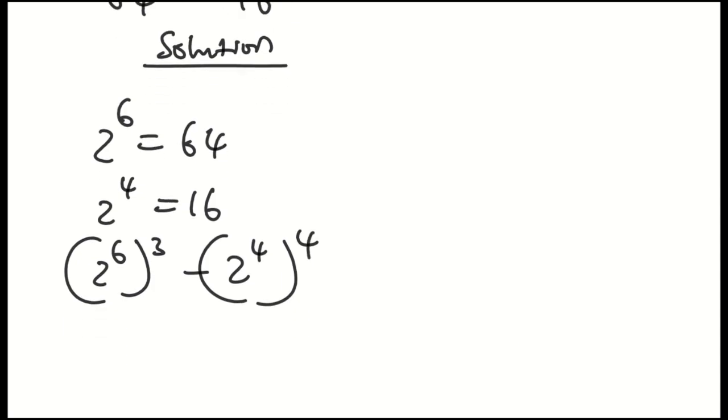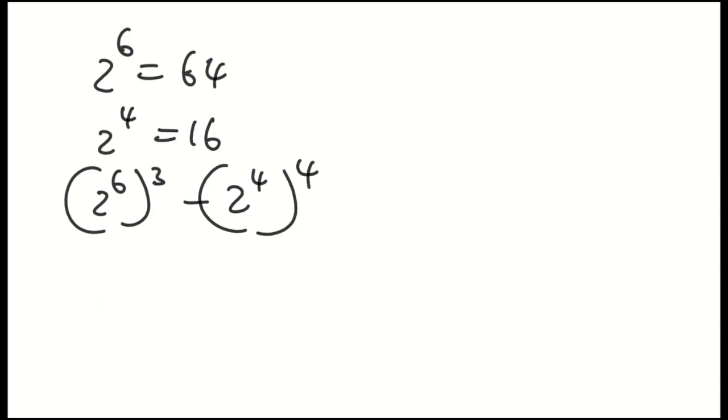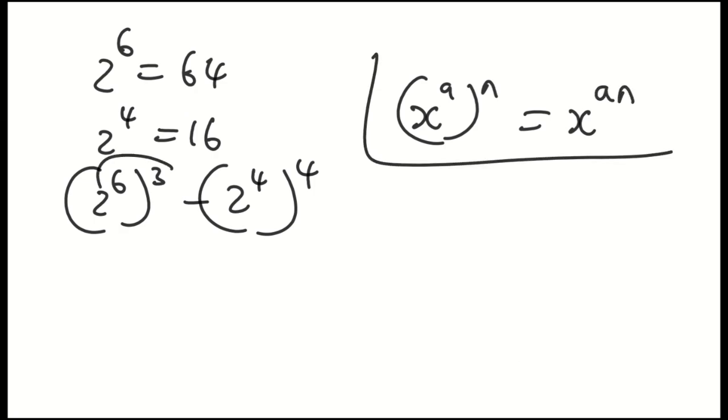Okay, now, from one of the laws of indices, if you have x raised to the power a, bracket n, you can multiply these two powers to become x raised to the power of what? a n. So that's what I'm going to do right here. This is going to be what? 6 times 3, which is what? 18. What about here? 4 times 4, that's what? 16.